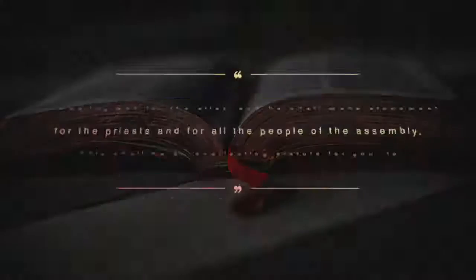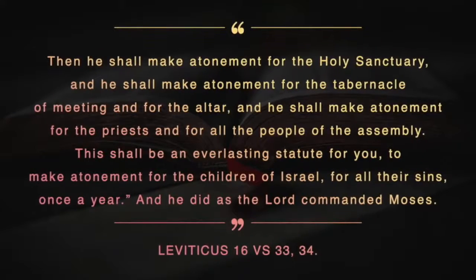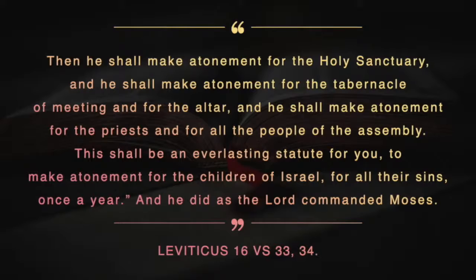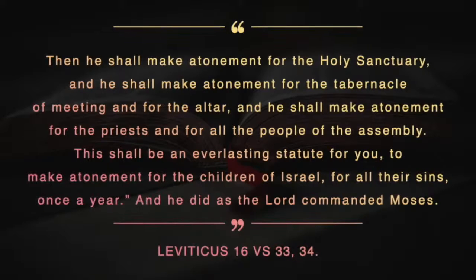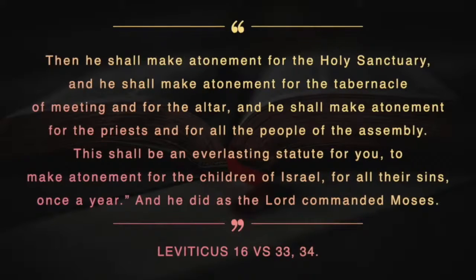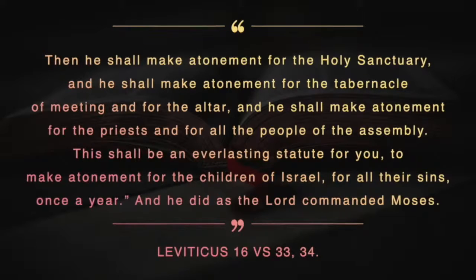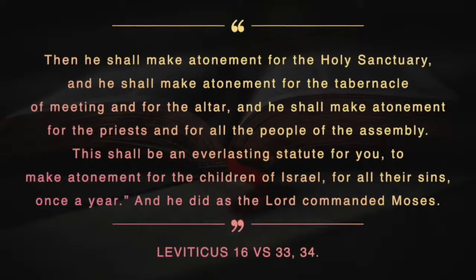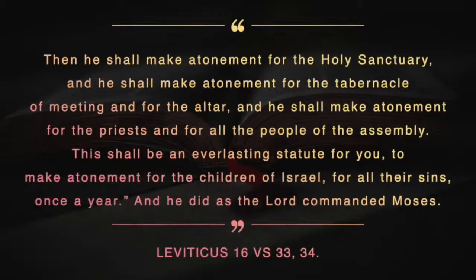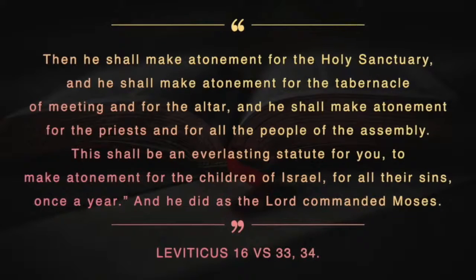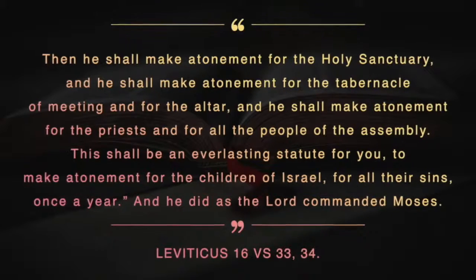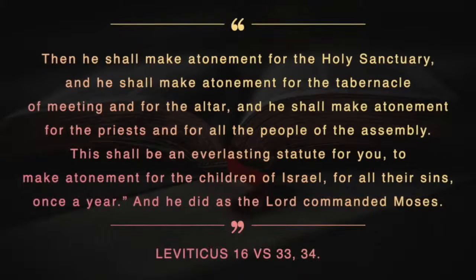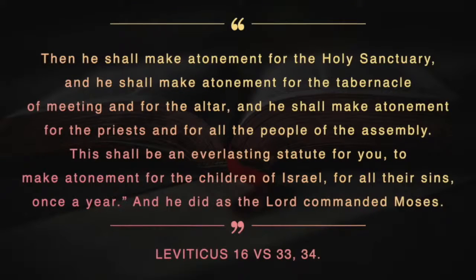It says in verses 33 and 34, then he shall make atonement for the sanctuary, and he shall make atonement for the tabernacle of meeting, for the altar, and he shall make atonement for the priests, and for all the people of the assembly. This shall be an everlasting statute to make an atonement for the children of Israel for all their sin once a year. And he did as the Lord commanded Moses. That is, Aaron did as the Lord had commanded.